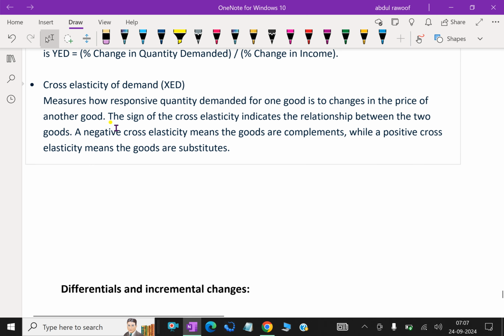Next, cross elasticity of demand, XED, measures how responsive quantity demanded for one good is to change in the price of another good. The sign of the cross elasticity indicates the relationship between the two goods. A negative cross elasticity means the goods are complements, while a positive cross elasticity means the goods are substitutes.